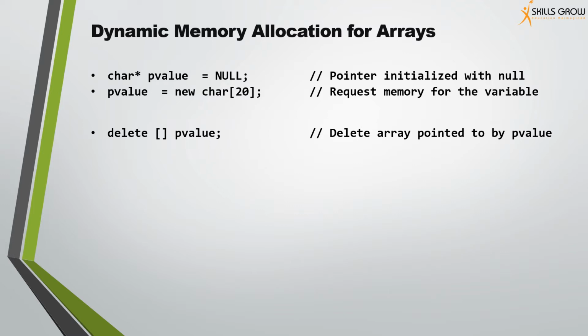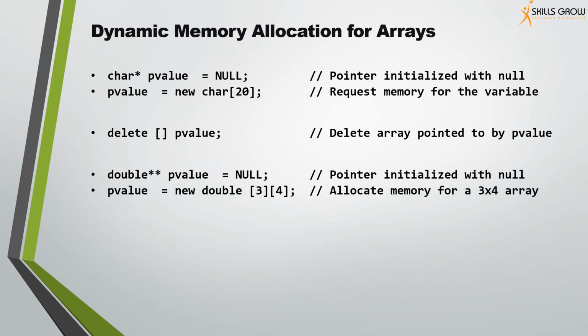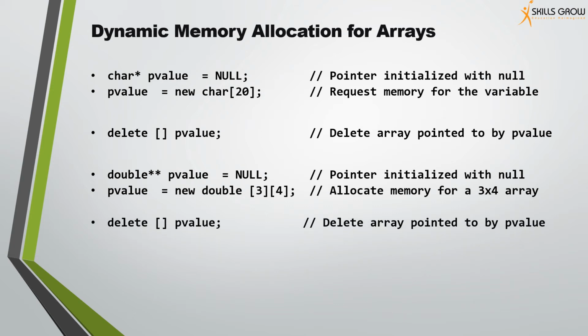Following the similar syntax of the new operator, we can allocate a multidimensional array as follows. Here, the pointer is initialized with null and allocates the memory for a 3x4 array. However, the syntax to deallocate the memory for a multidimensional array will still remain as above.